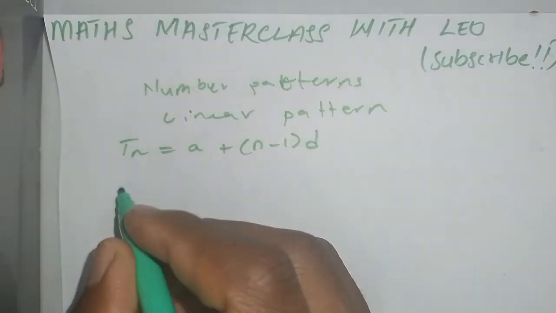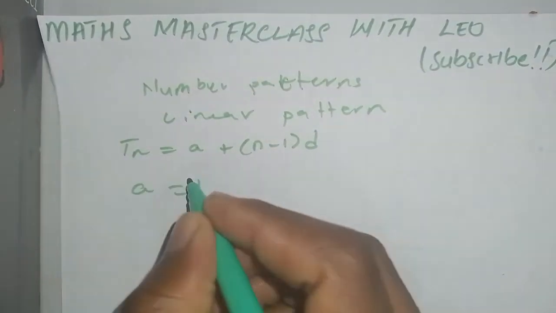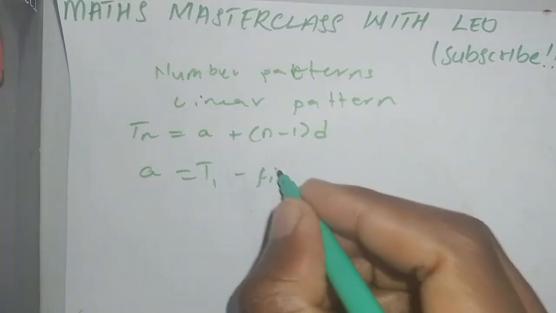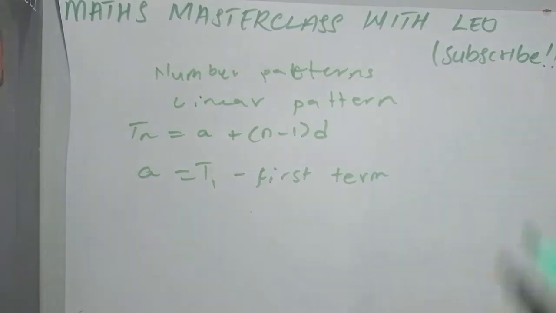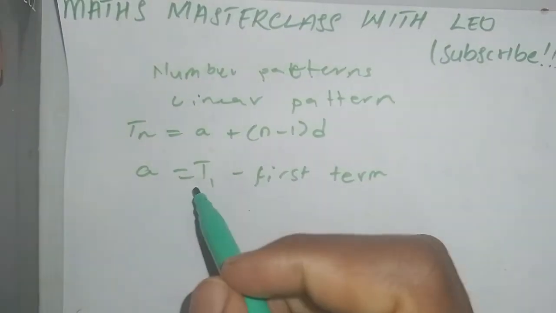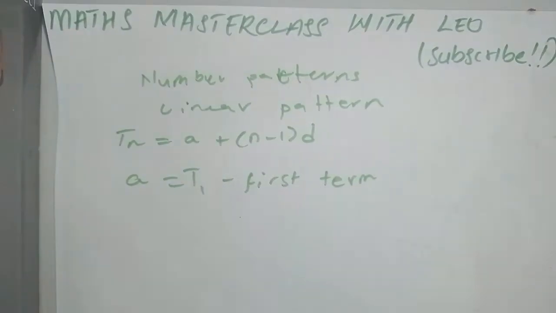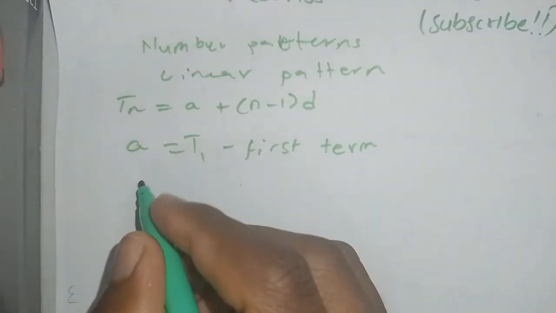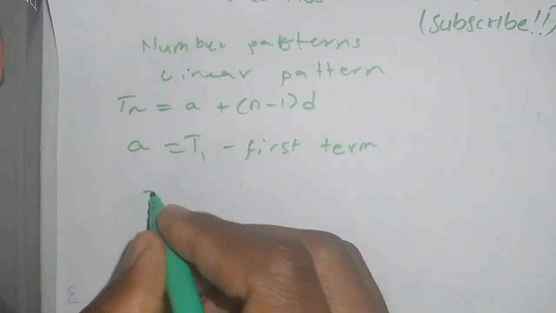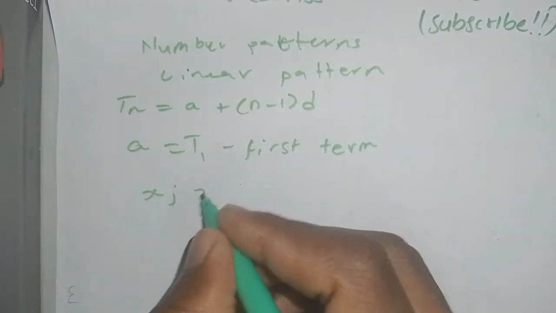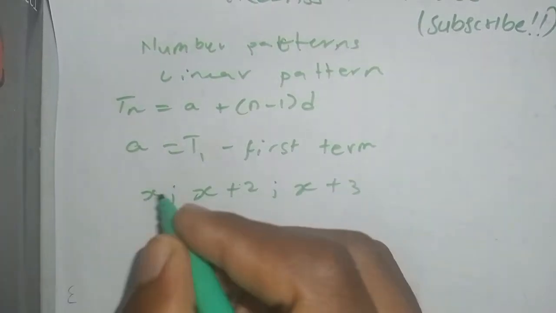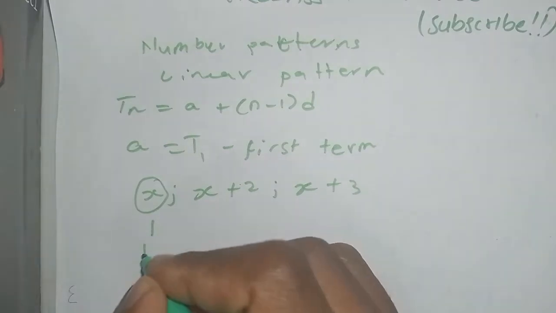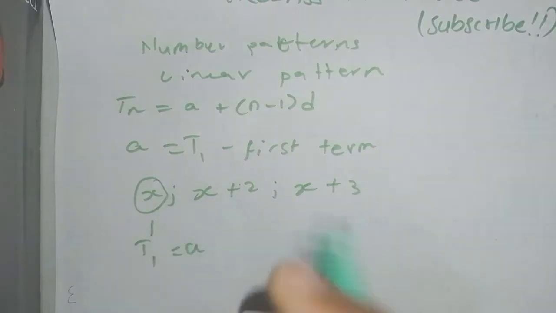And then we know that we have this a, which represents the first term. Let me just write it in words. This represents the first term of the sequence, right? a is equal to T1, which represents the first term. If you have an example of, let's say, x, x plus 2, x plus 3, this is my T1, and it is equal to a, right?